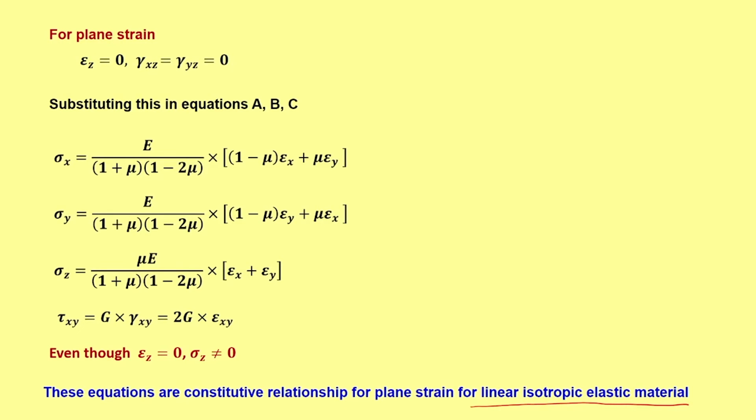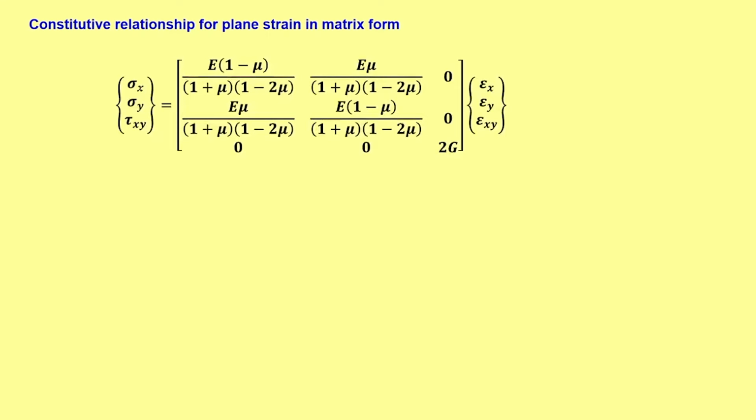We have derived the constitutive relationship for plane strain corresponding to a simple linear elastic isotropic material. So, we are just rearranging whatever expression that we got for plane strain in matrix form. So, you have sigma x, sigma y, tau xy, these are the three stresses which are present. Whatever we have got in the previous slide, we are just rearranging it, and you have E 1 minus mu, 1 plus mu, 1 minus 2 mu, E mu 1 plus mu into 1 minus 2 mu. So, these are symmetric, the other components are 0, and there is 2g corresponding to tau xy.